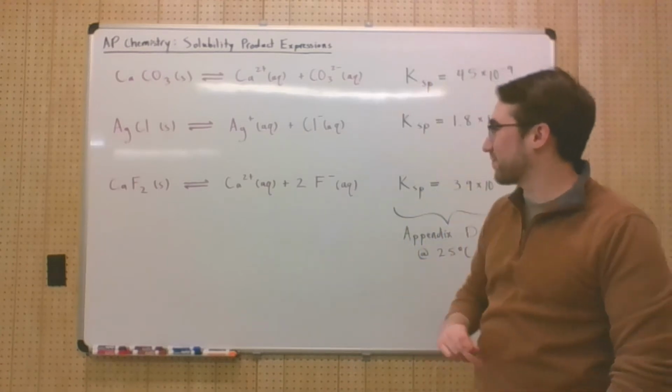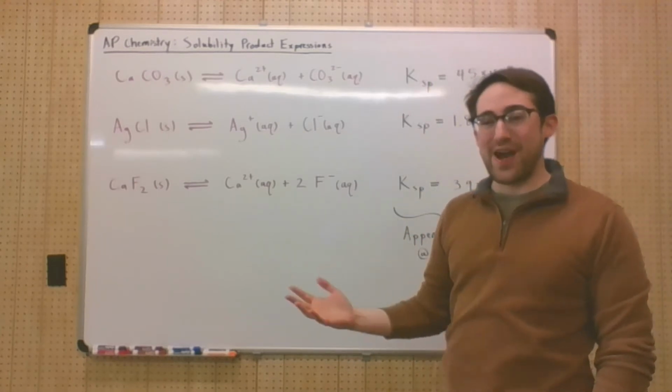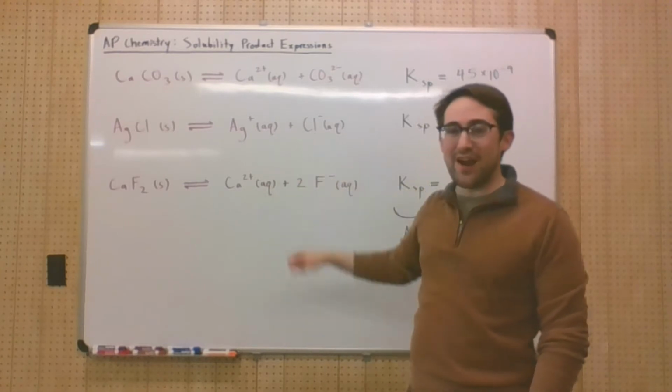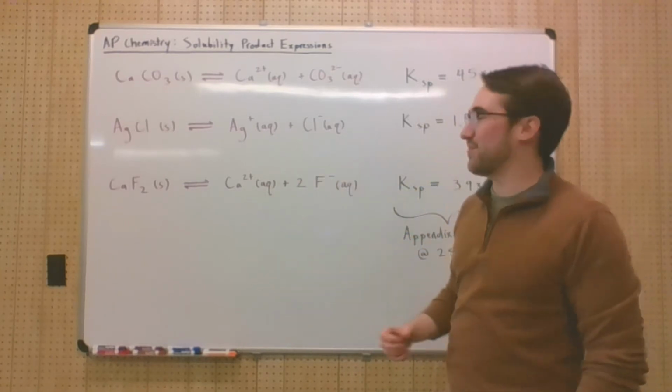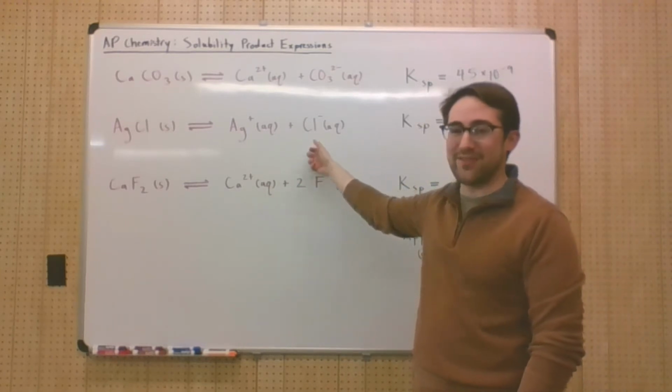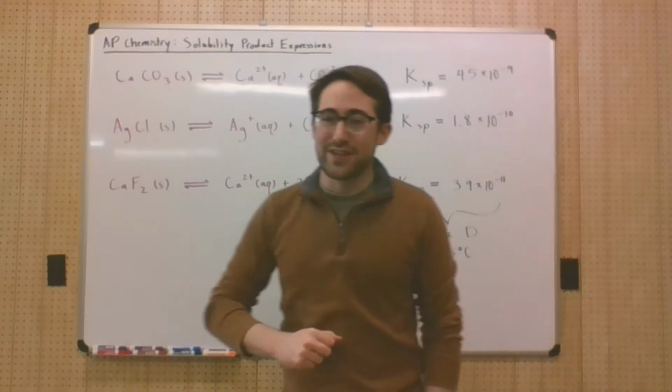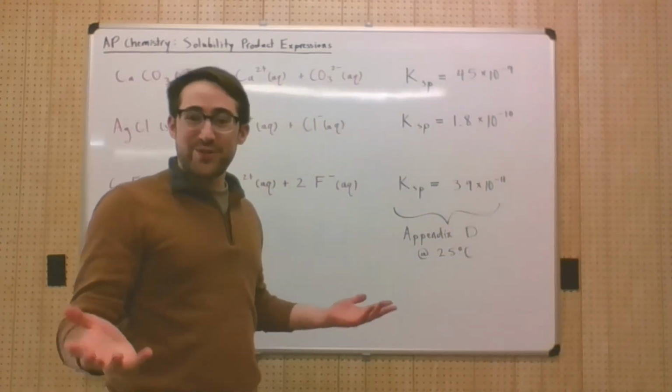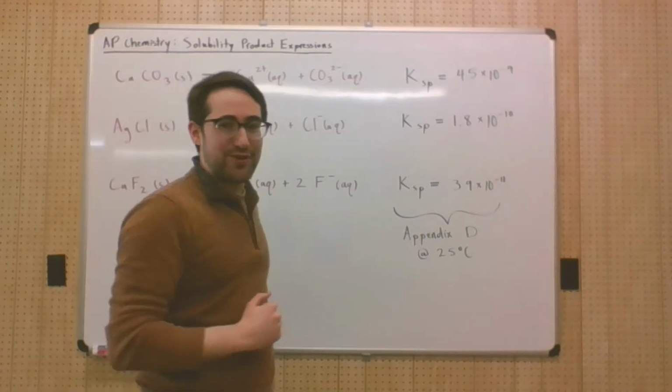Or maybe it's just one of them. I could throw in a compound that just has one of these ions, and that can still affect the equilibrium because there's already some concentrated amount of ion there, okay? So we can do some math to figure out how these sort out.